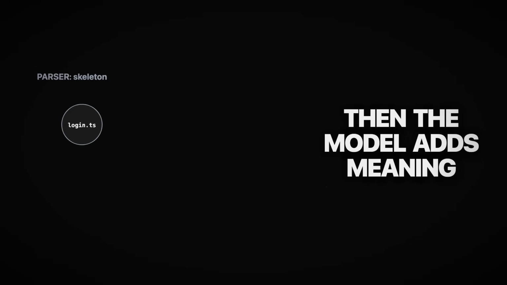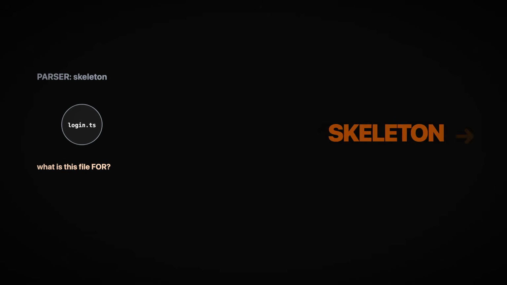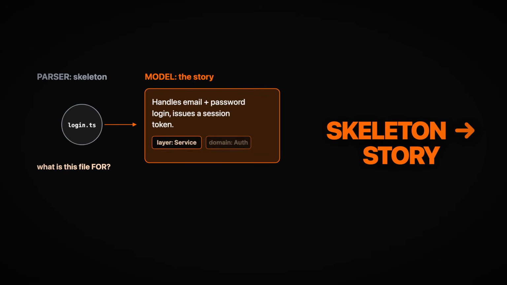The language model only handles what a parser can't. It reads that verified structure and writes the meaning. What is this file for? Which layer does it live in? What business process does it serve? The parser gives you the skeleton. The model gives you the story. Neither could build this graph alone.